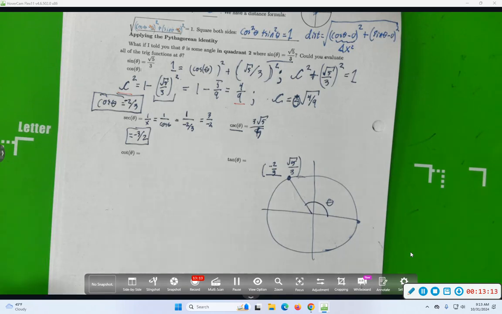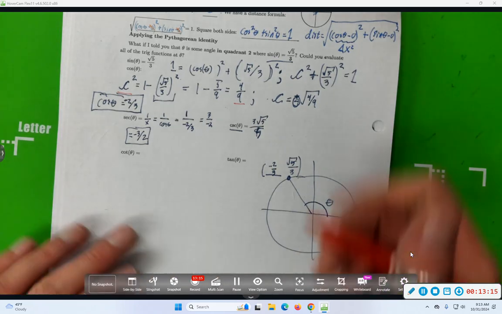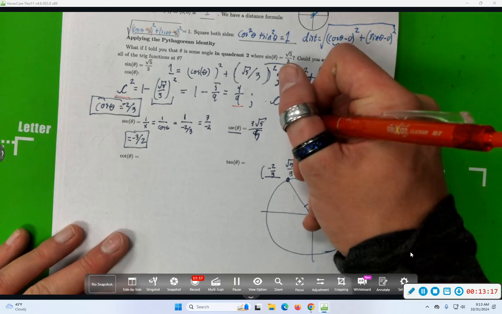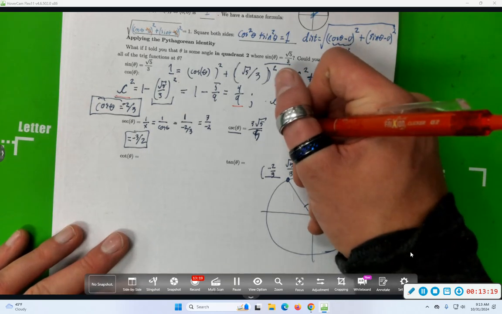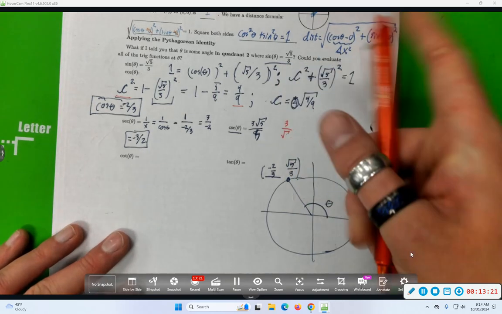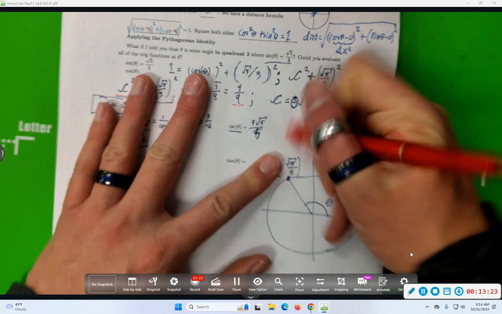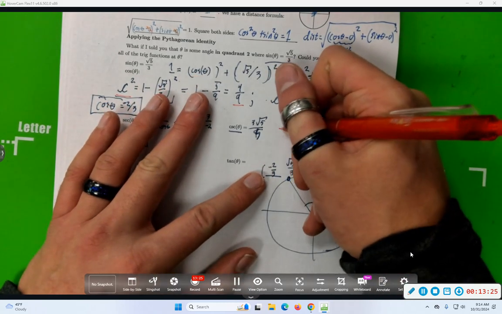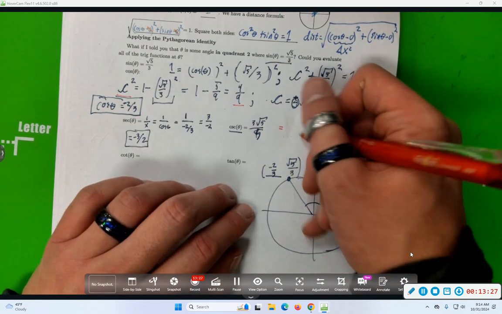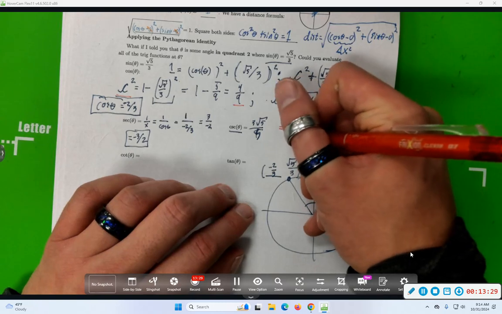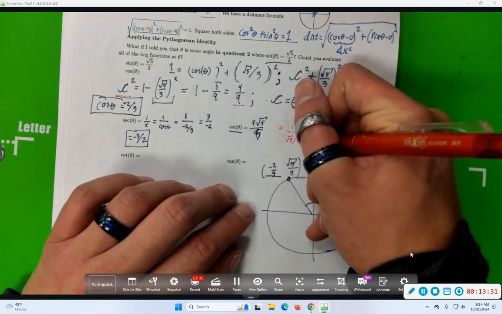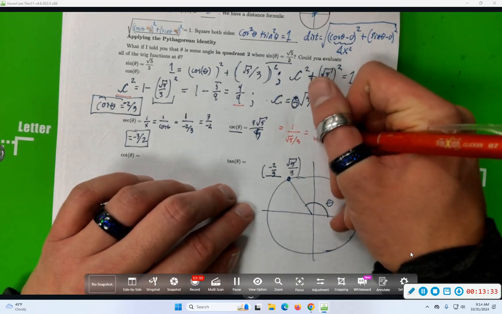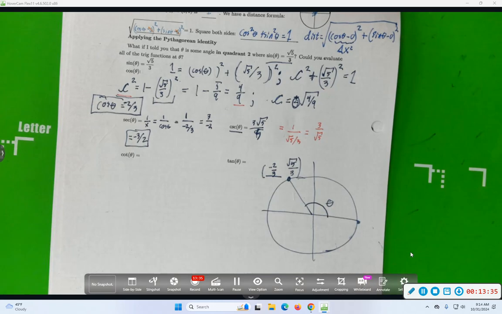So maybe we'll just go through that walk. If you got to the point of 3 divided by the square root of 5, well, now let's do all the walk. No point in skipping just one step. So cosecant is 1 over the y coordinate. So 1 over root 5 over 3. That's 3 over root 5. So dividing by a fraction means multiply by the reciprocal.